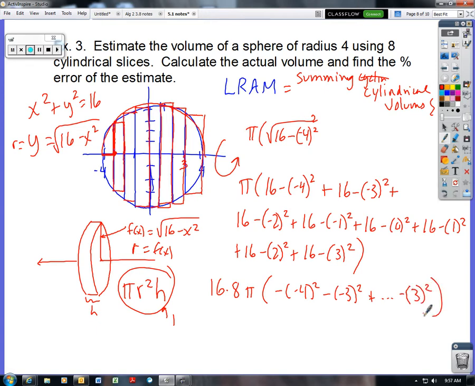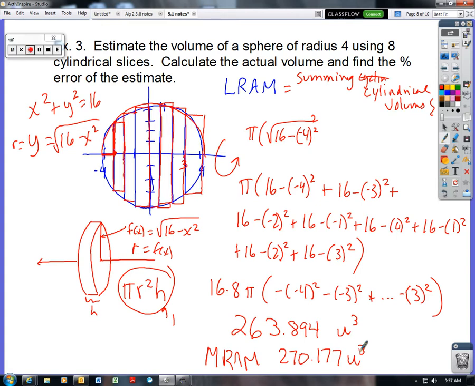So if you crunch all the numbers, and I did this ahead of time, yes I did, thank goodness, I got 84 pi, 263.894 units cubed. That's with LRAM. If you try this again and do it with MRAM, I'll just tell you what I got. I got about 270.177 units cubed. And it doesn't look like I've done it with RRAM yet.